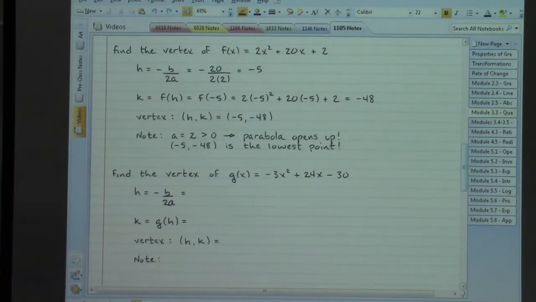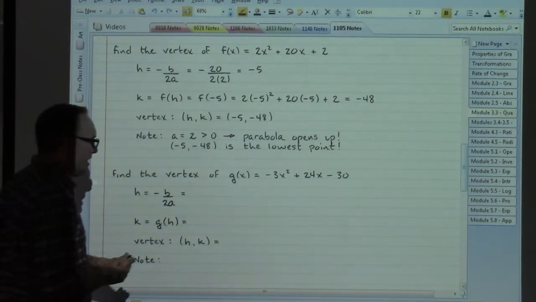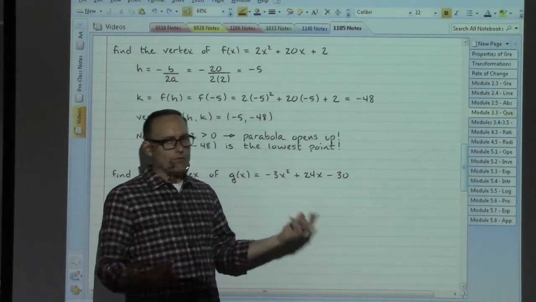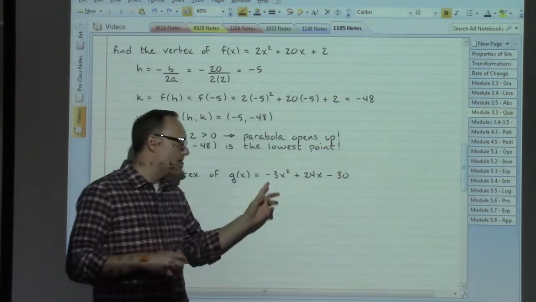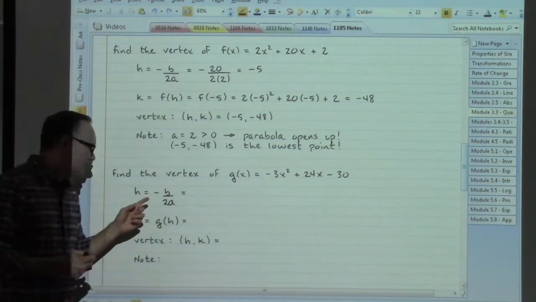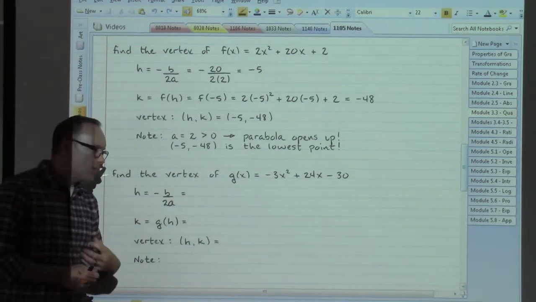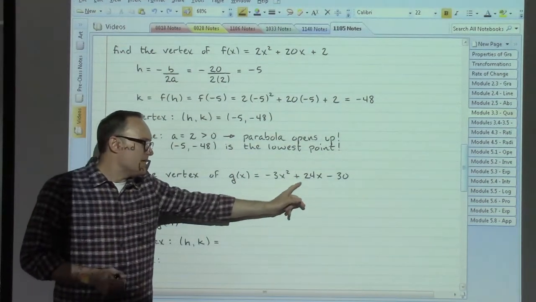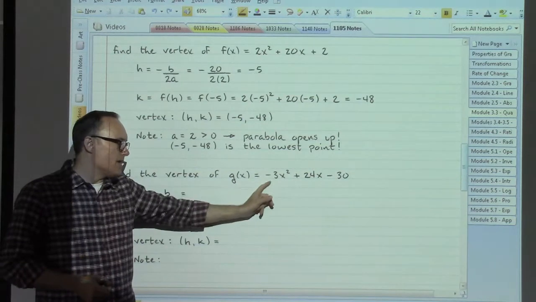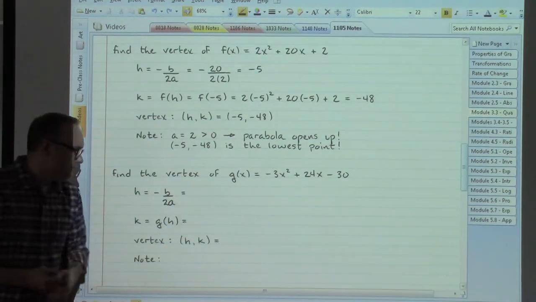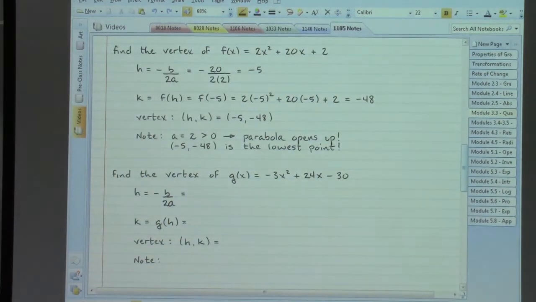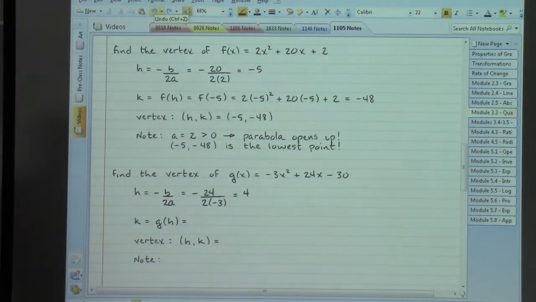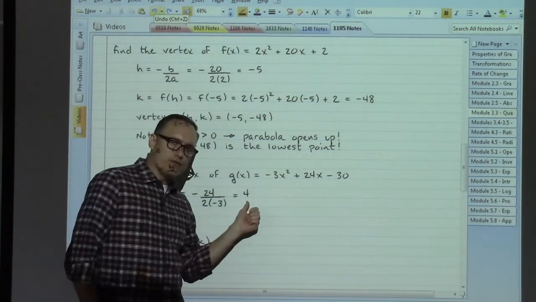Just for something a little bit different, notice that in this next example, our function starts out with a -3x squared, so finally we get a little bit of variety there by having that negative number show up. But again, h comes from this formula. H is equal to -b/2a. The b number is our +24. The a number is the -3 of that function. So we put those values into that formula, crunch that out, and we get h is specifically +4.